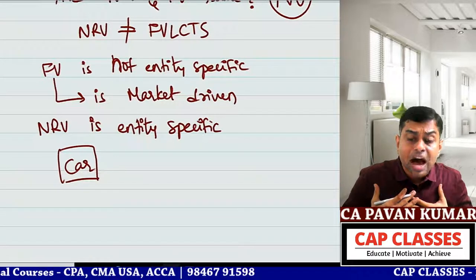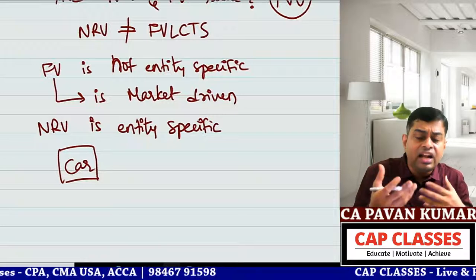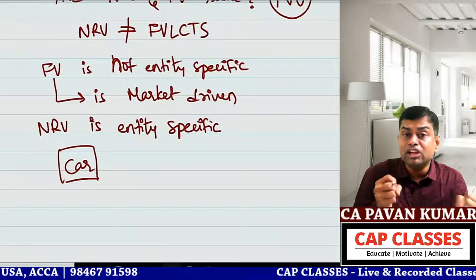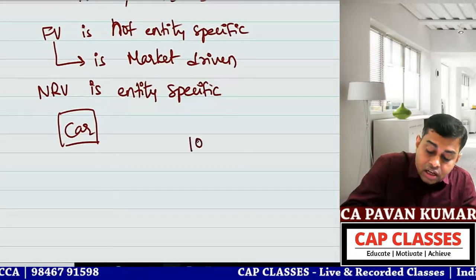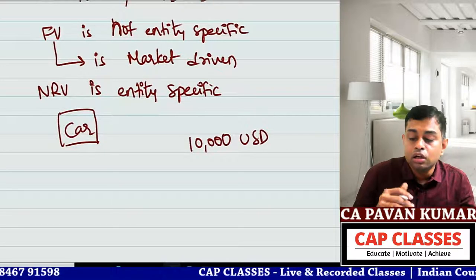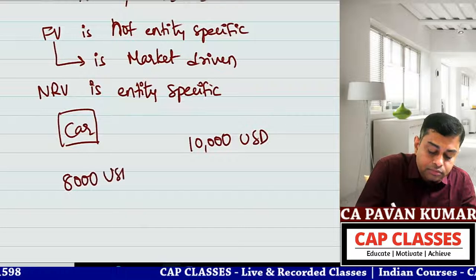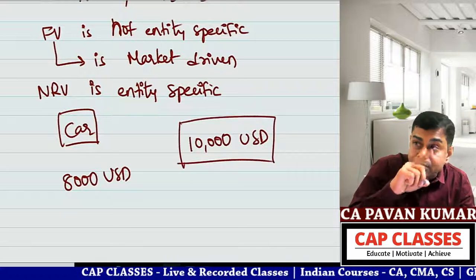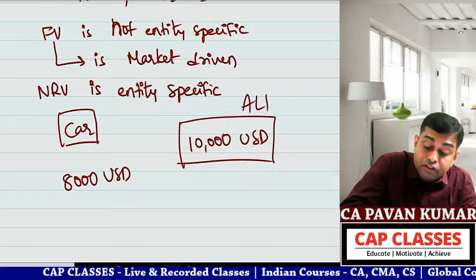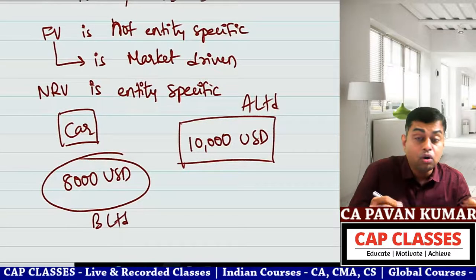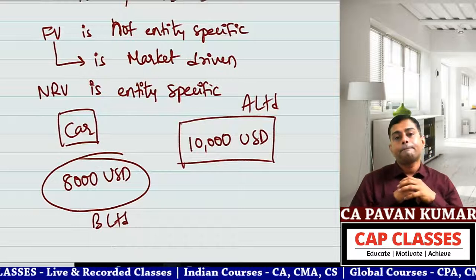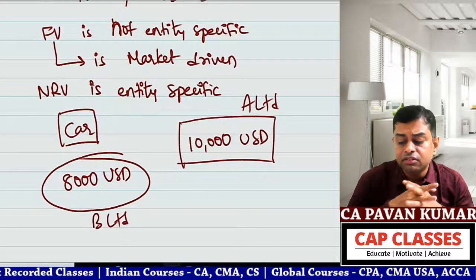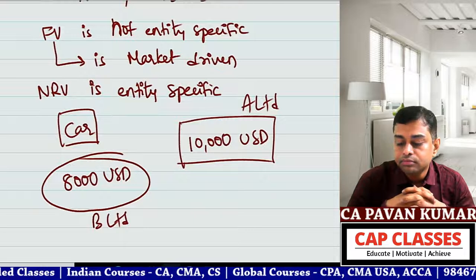Because of my marketing skills or negotiation skills or my branding or my connections, because of some hidden feature, because of some skill, I will be able to sell this at $10,000, but you will be able to sell it only at $8,000. So this is my ability. This will be net realizable value, minus the expenses you incur, of A Limited. This will be net realizable value of B Limited. So NRV is entity specific. Isn't it an interesting point? Though not relevant for solving any question in the exam, this is a very relevant point.